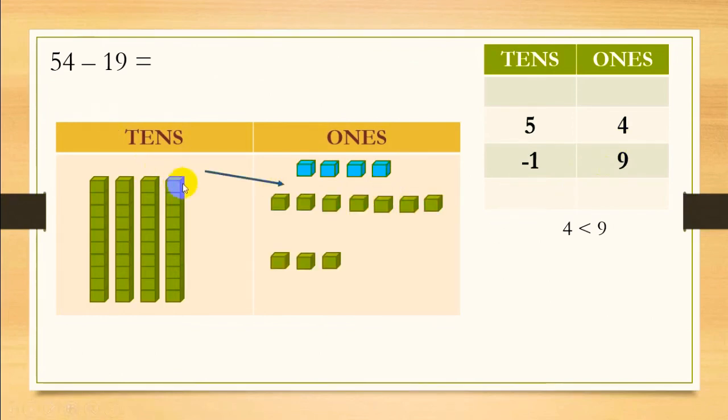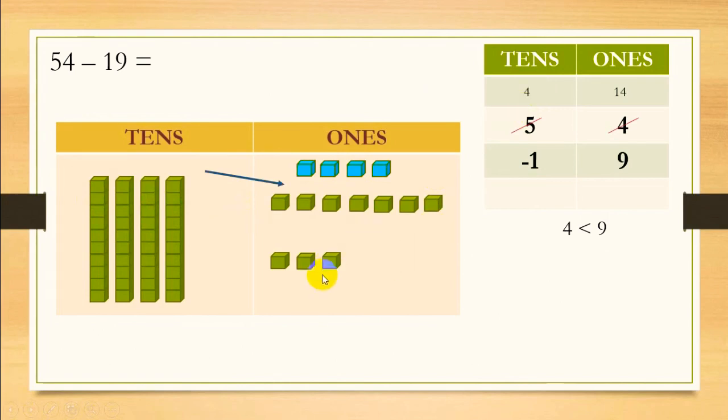I took one 10 from here and converted it into ones. So now I have 14 ones. So I'm going to write 14 here instead of 4. And I am left with 1, 2, 3 and 4 tens. So I'm going to write 4 here.